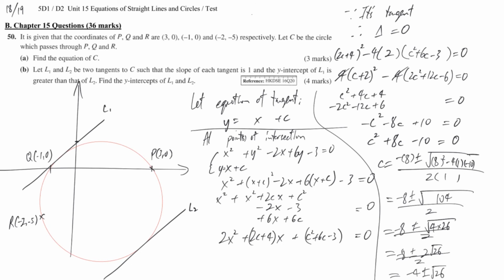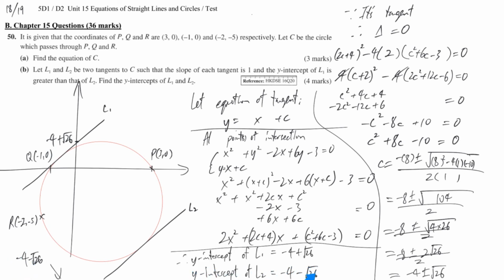It is normal that we have two different solutions for the y-intercept. It's because one of them is above the ground from our graph, and one of them is below the ground, which is negative values. So c is at the same time representing the y-intercept. So this solution is negative 4 plus square root 26, and then there is another y-intercept, negative 4 minus square root 26. And then we are going to find out the y-intercept of L1. This is higher, so the y-intercept of L1 is this one, while the y-intercept of L2 is this one. Then we answer the question like this.